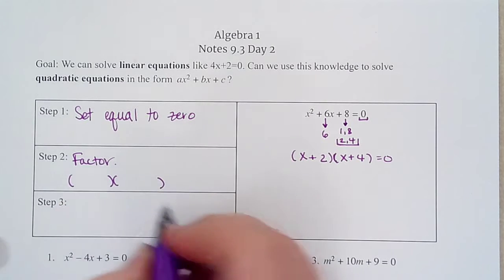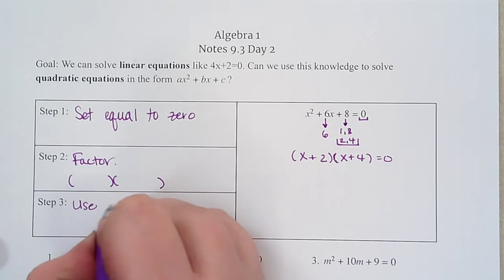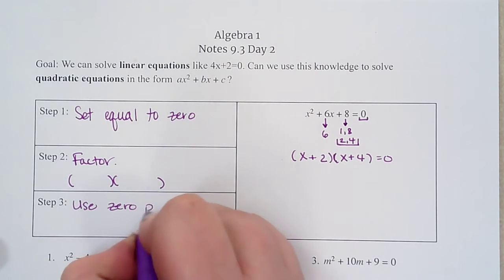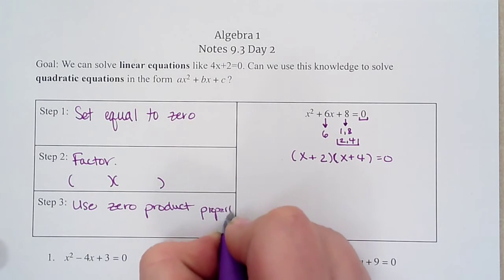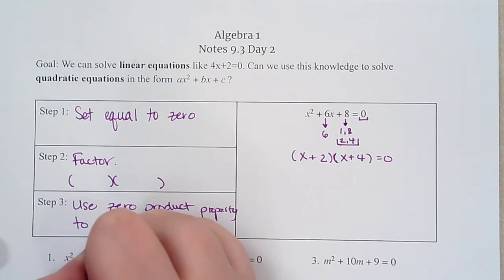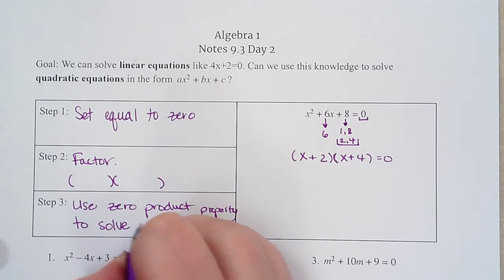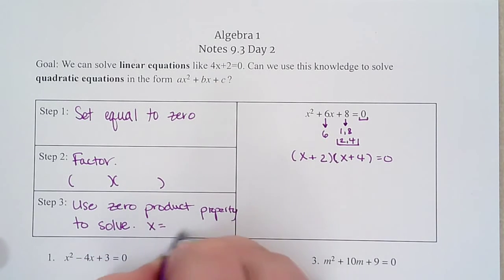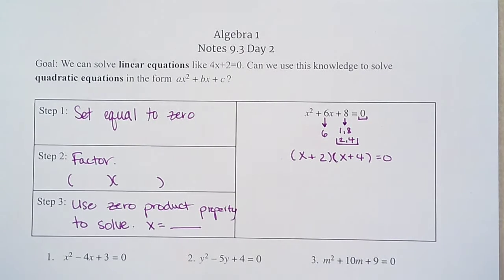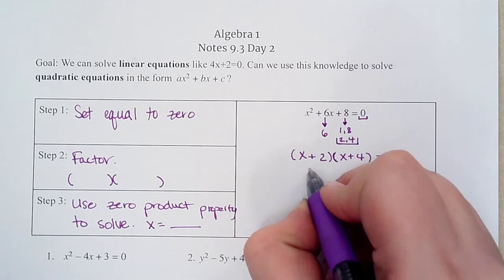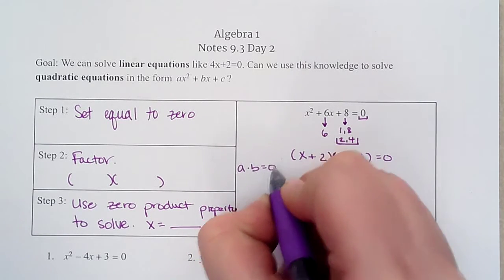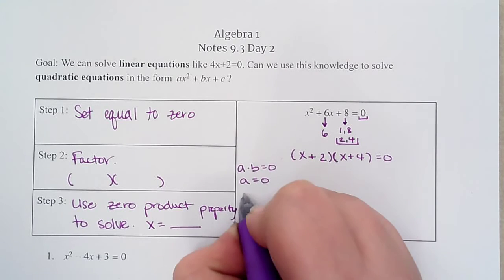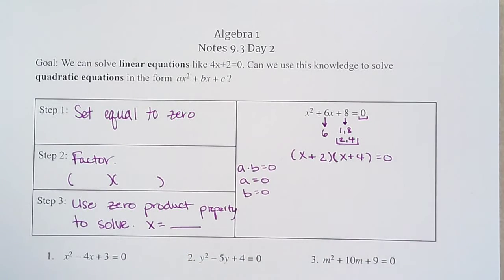Now this is where our second and third step come in. Once we've factored it, we are going to use the zero product property to solve. And when something asks us to solve, we want it in the final form x equals, or a equals, or our variable equals a number. So if you recall our zero product property, that says that a times b equals 0, means that either a equals 0 or b equals 0.